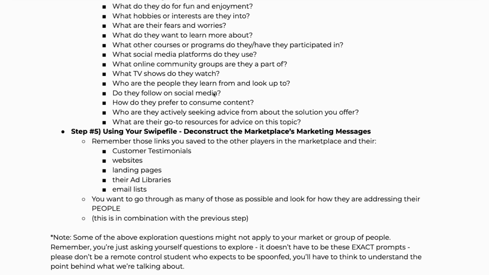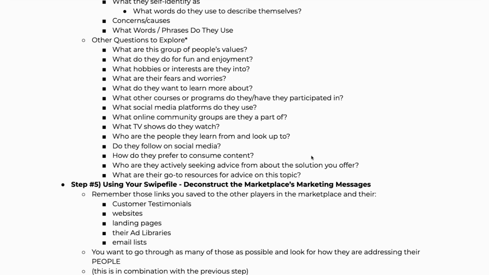What are they actually purchasing? How do they actually identify themselves? Remember, you want to look through all of those links that you saved to all of the other market players inside of the marketplace. Look through their customer testimonials, websites, landing pages, ad libraries, and email lists. Go through as many as you can, and combine this with all of the other stuff we worked on, to get a very good idea of who these people are within these groups.